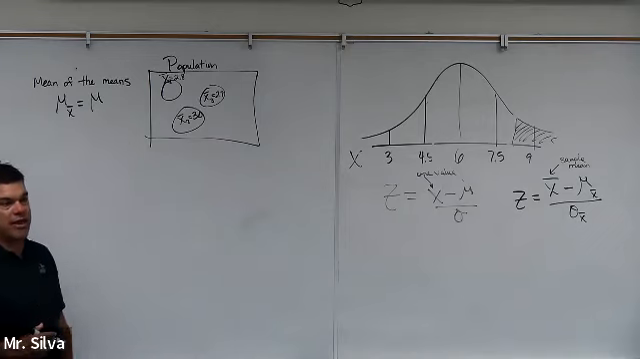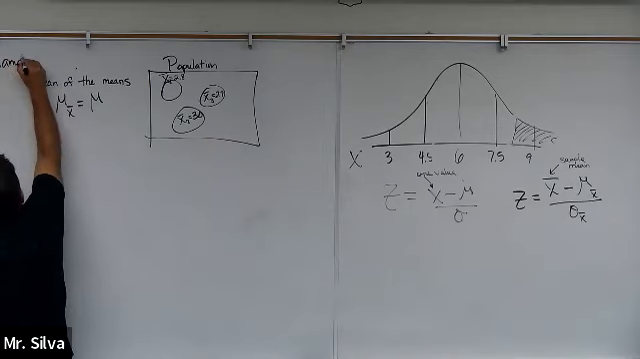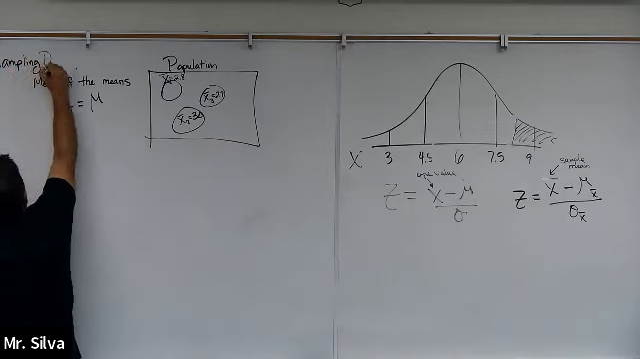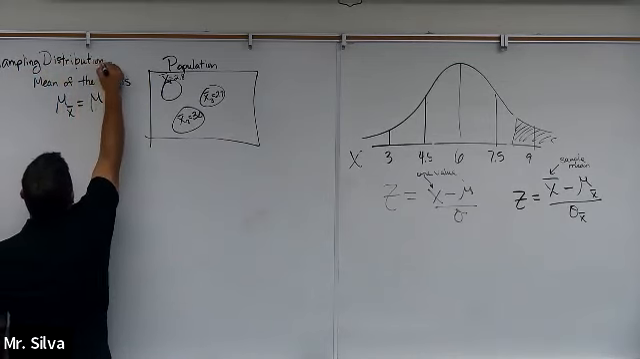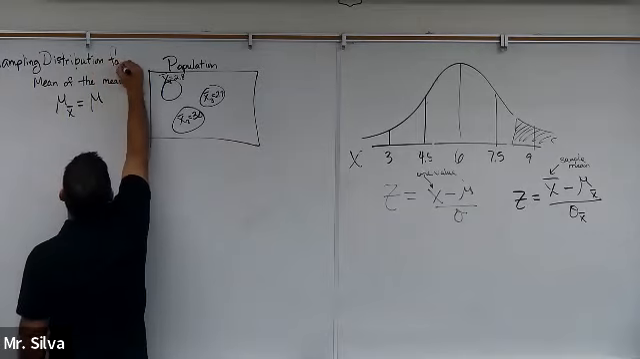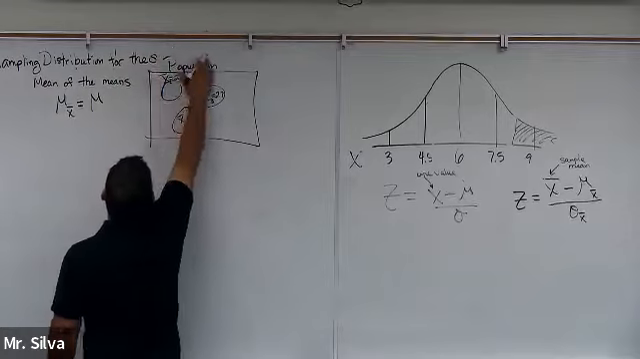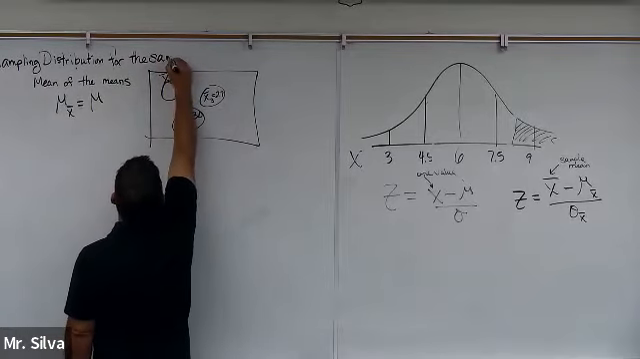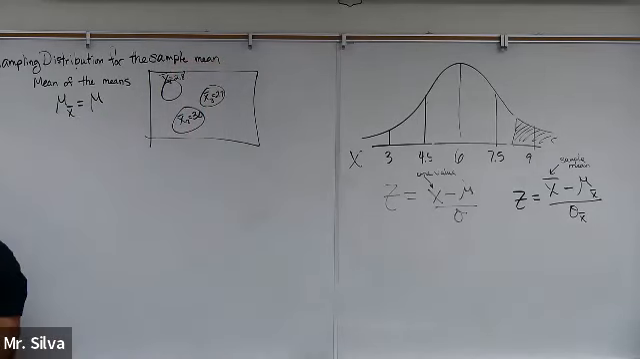And the technical name for this is called the sampling distribution. Oh, there's that word again, distribution. That's just a lot of data. Distribution means lots of data. Sampling distribution for the sample mean, or sampling distribution of the sample mean. That's another way, either way.